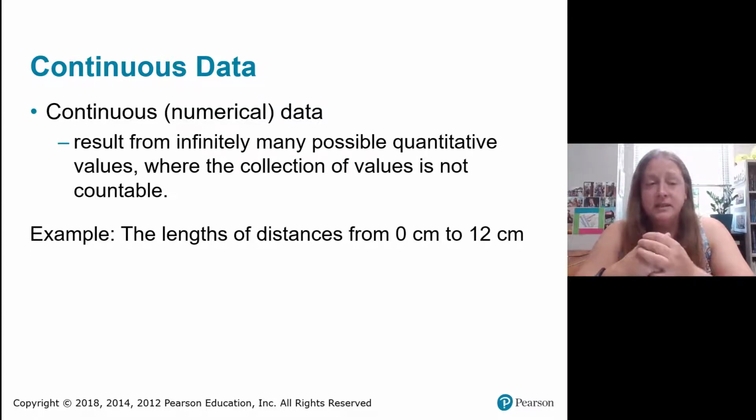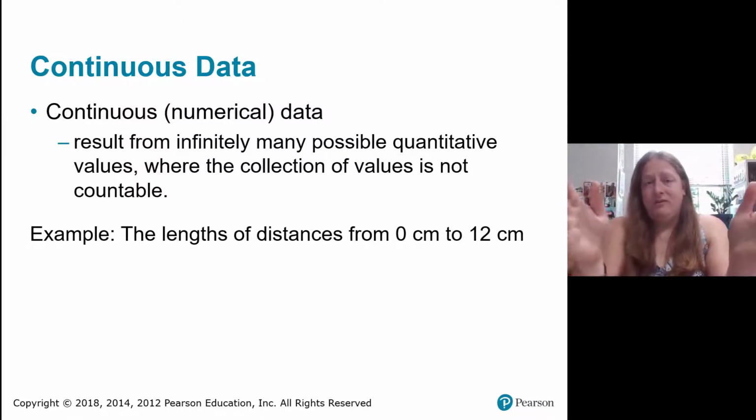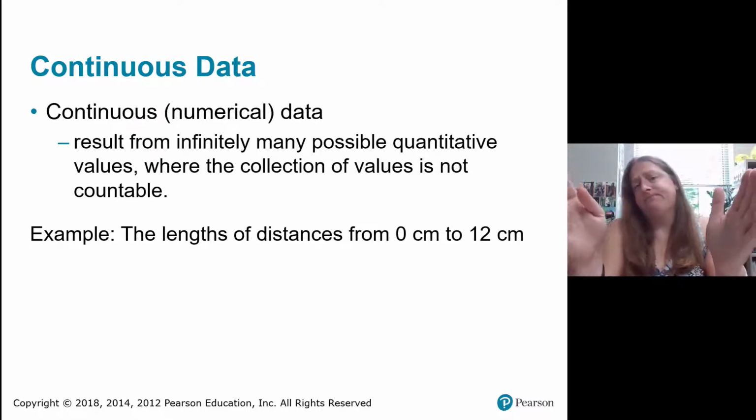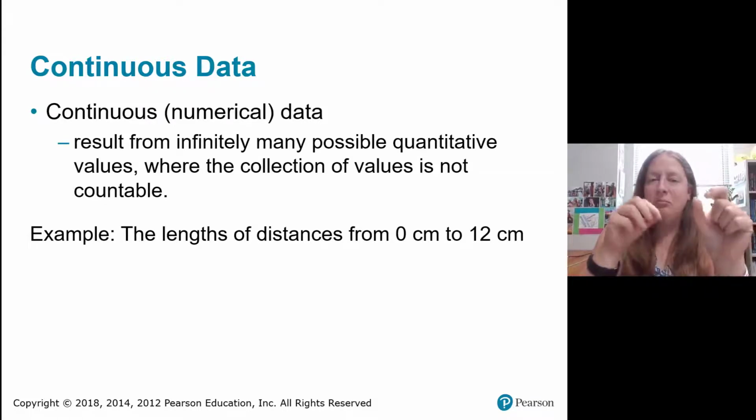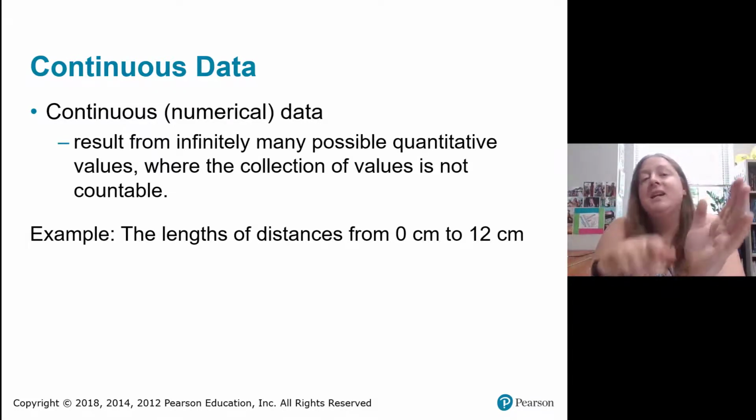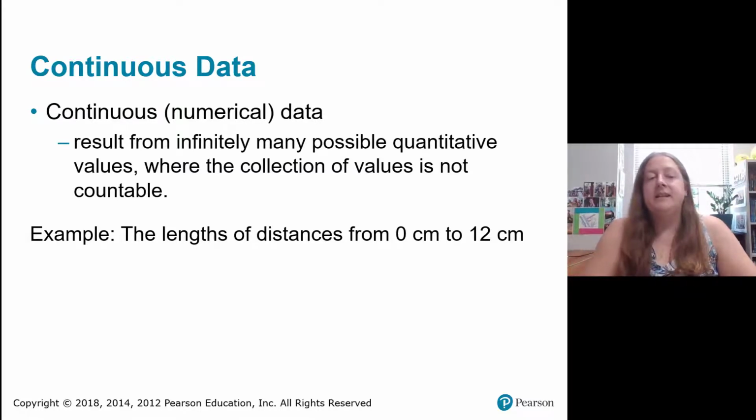Continuous data, on the other hand, is numerical data where there's infinitely many possible quantitative values that it can take. So an example of this would be lengths. If I said that I was looking between 0 and 12 centimeters, it could be 6 centimeters, it could be 3 centimeters, it could be 1.5 centimeters, it could be 3/4 of a centimeter, and it could keep on breaking down. Any two values that you give me, I can give you one in between. And that's the idea here. Continuous data, there's infinitely many, and we don't even really know where we would necessarily begin counting the possibilities.